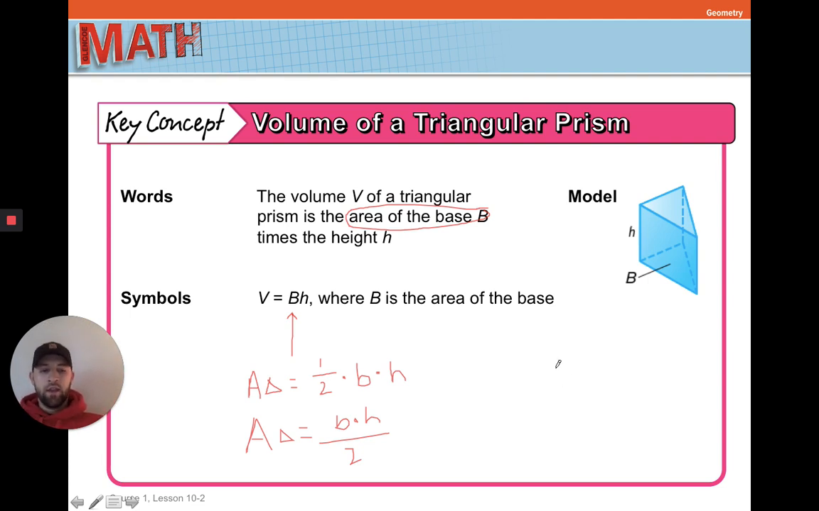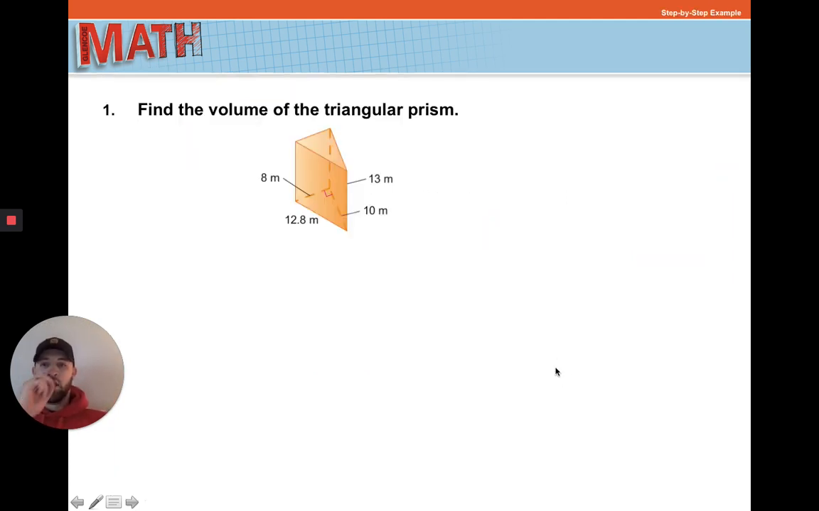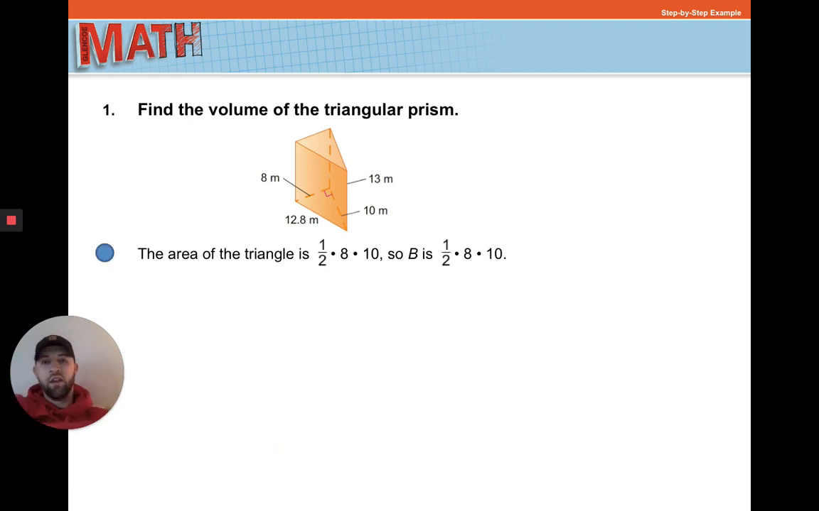Let's go ahead and try a couple here, all right? They're going to walk you through this one, and then I will do one with you. It says find the volume of the triangular prism. A lot of stuff going on here, okay? You've got to make sure you dissect this first. First of all, we need to look at our base.